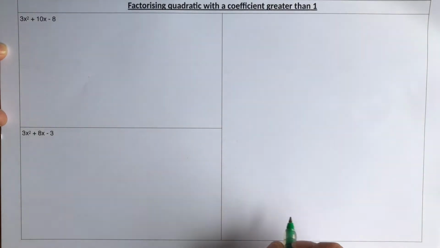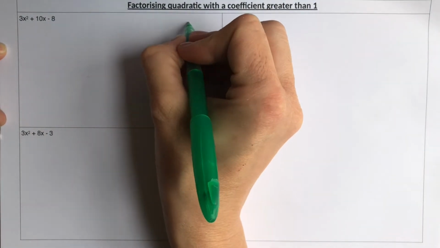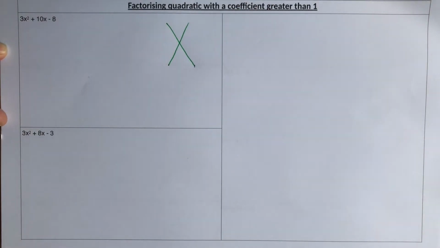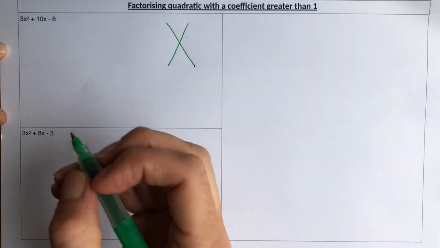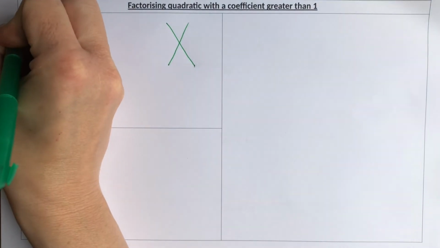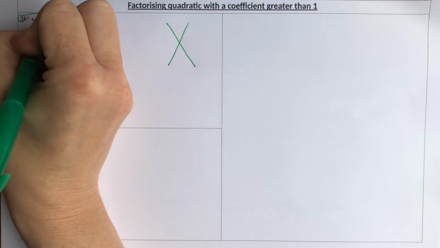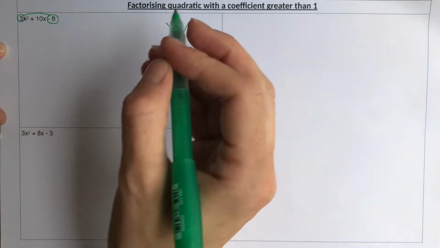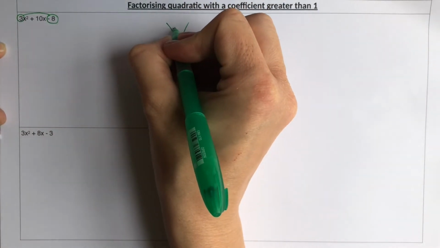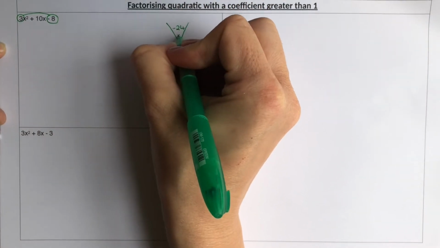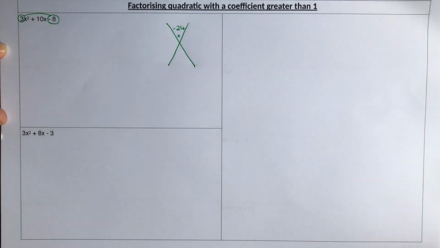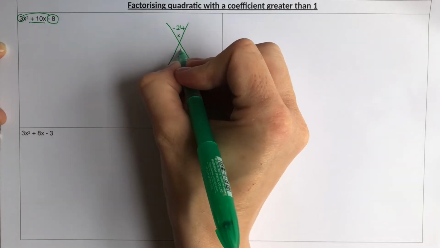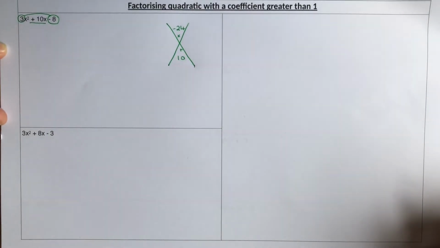Okay, so the first thing that we do is we start by drawing our diamond like we were on the other questions. Now, in order to find the number that they need to times together to make, we do our coefficient times by the back number. Don't forget to include the signs. 3 lots of -8 is -24. So our two numbers need to times together to make -24, and they need to add together to make 10. So like before, they just need to add together to make the middle number.